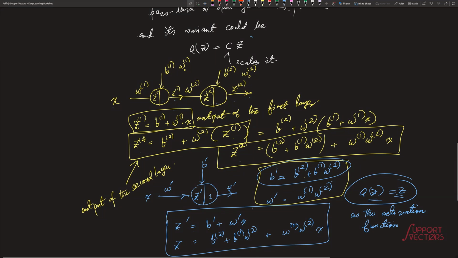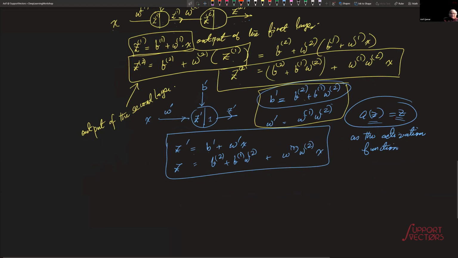Sir, it looks like an equation for a straight line, I can see that. So the slope will be weights only, and the y-intercept is the b2 plus b1 W2. Yes, exactly that. You can think of this as your bias term. That's why it is b prime, and this is your slope. Got it, sir. You can write it like that.